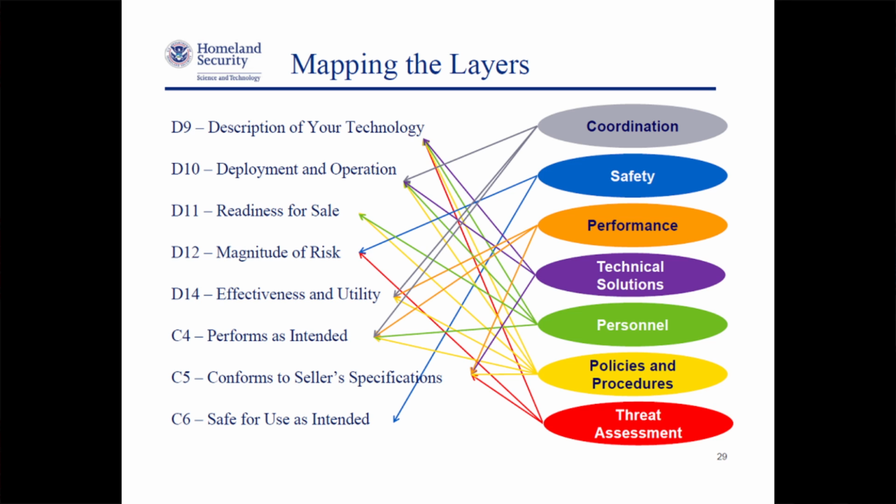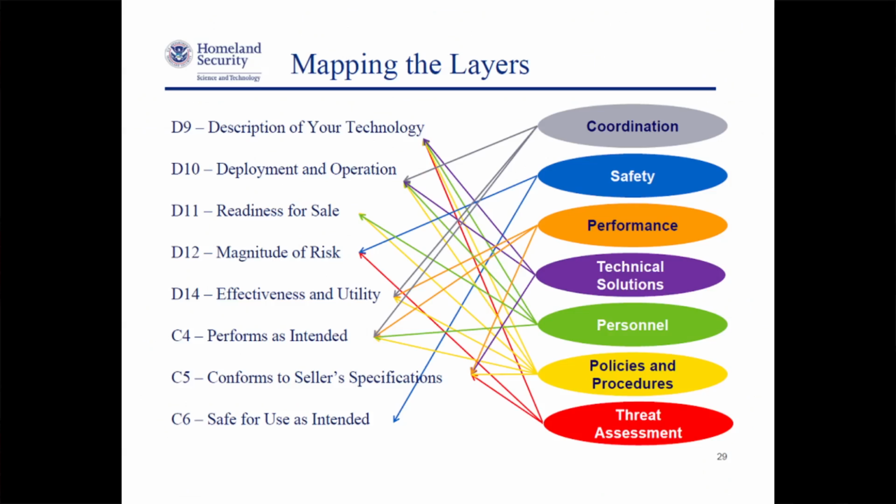D10 asks you to provide information on how you deploy and operate your technology in the field. This can be answered using some of the examples, such as the strategic planning, best practices adhered to, a statement of work, your training program, the expertise of your personnel involved. Your safety and evacuation plans and your coordination with local authorities can also help us understand how you deploy your technology.